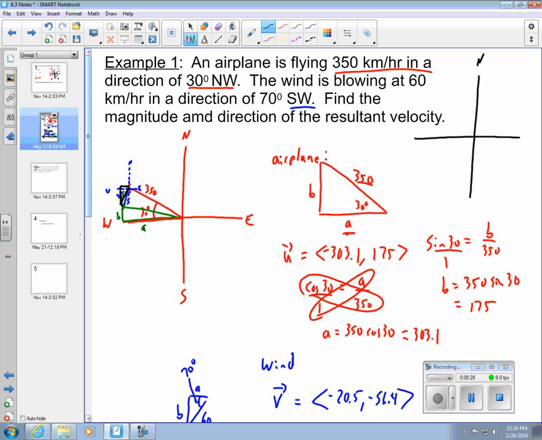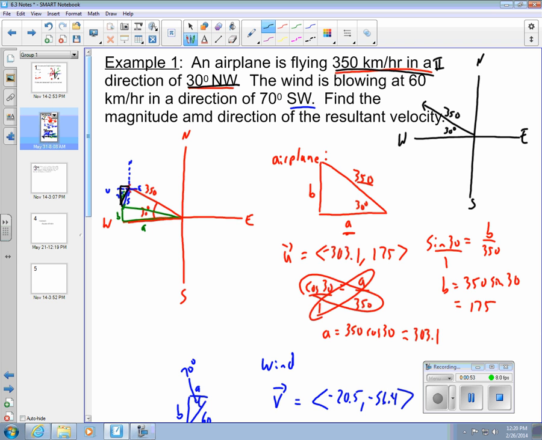So north, south, west, east. The airplane is flying 350 kilometers in the 30 degrees northwest. Northwest is going to be over here in quadrant 2. Since I'm over there 30 degrees from the horizontal, it's going to be about right there. So this is my 30 degrees, and I'm going to call this 350 kilometers.